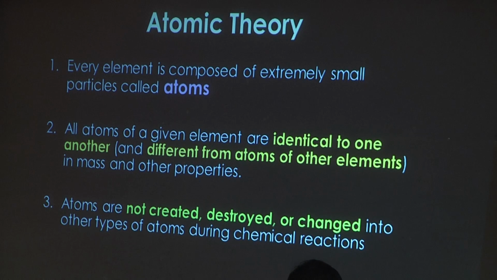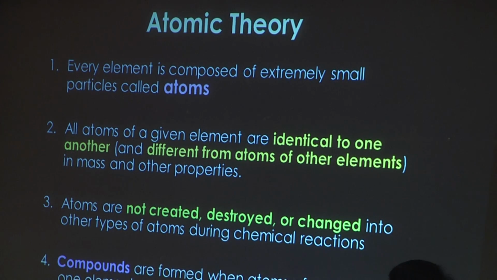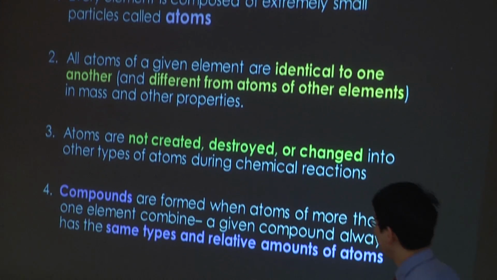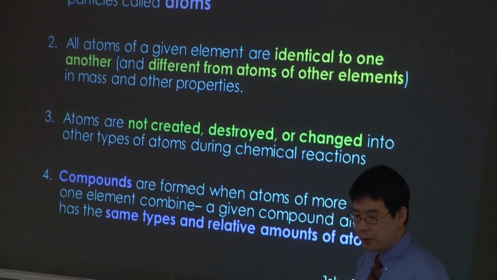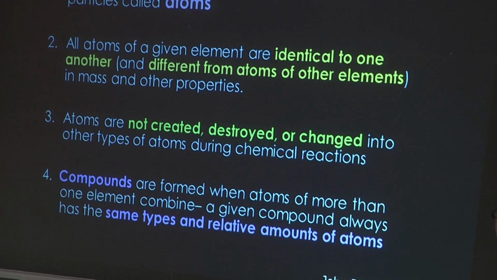So if the atoms are not created, destroyed, or changed, how do the changes come about? They come about from how the atoms combine with one another. So compounds are formed when atoms of more than one element combine. A given compound always has the same types and relative amounts of atoms. So water always has 1 oxygen, 2 hydrogens. It doesn't matter if it's water from my bottle or water from the tap, water from the ocean. Water always has the same composition.